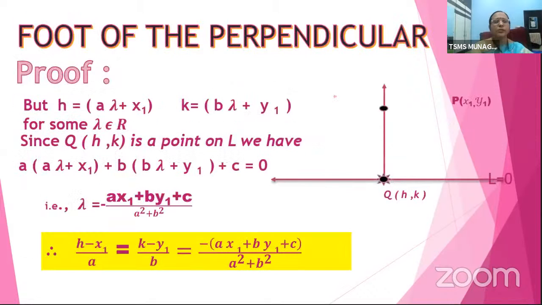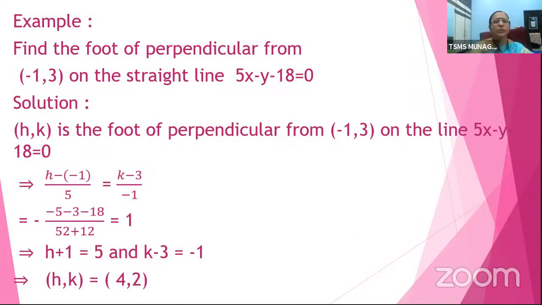Now let's see one example on the foot of the perpendicular. Find the foot of the perpendicular from (−1, 3) on the straight line 5x − y − 18 = 0. So here (h, k) is the foot of the perpendicular from (−1, 3) on the line 5x − y − 18 = 0. Right? So here a is 5, b = −1, c = −18, and in the place of x0, y0, we have to substitute (−1, 3).